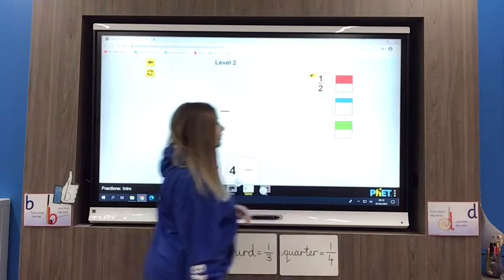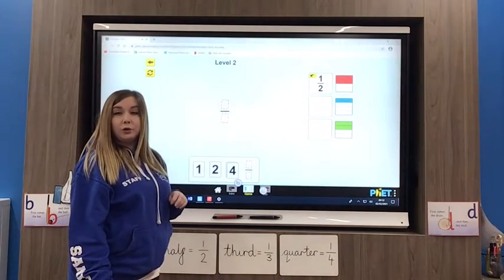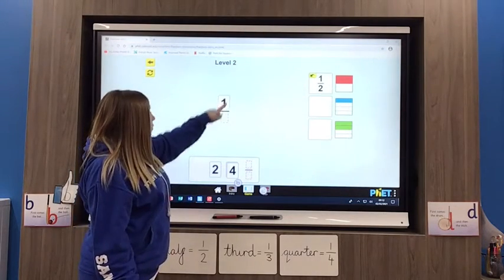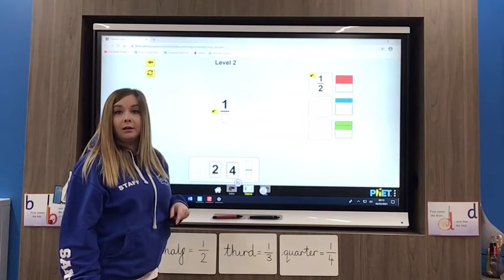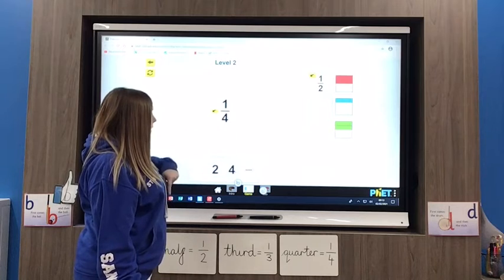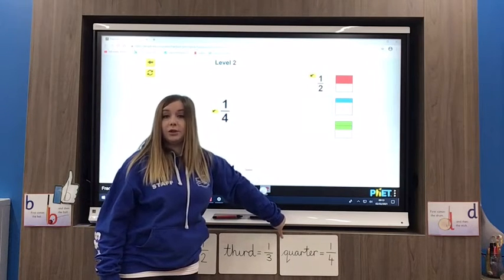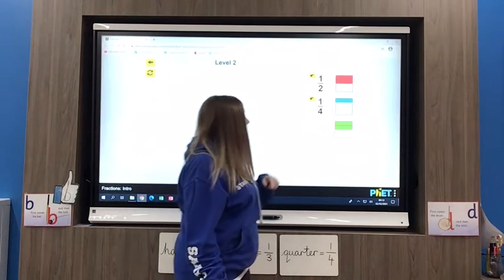Well done. Okay, next one, then you'll have to look really carefully at your screen to see this one. So how many are shaded? We've got 1. And how many are there all together? There are 4. And we would say that one as 1/4, because the denominator is 4. Let's see if we're right.